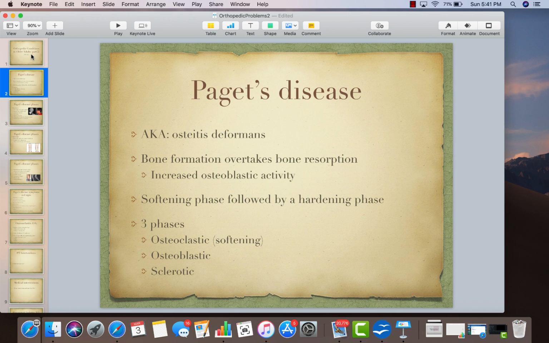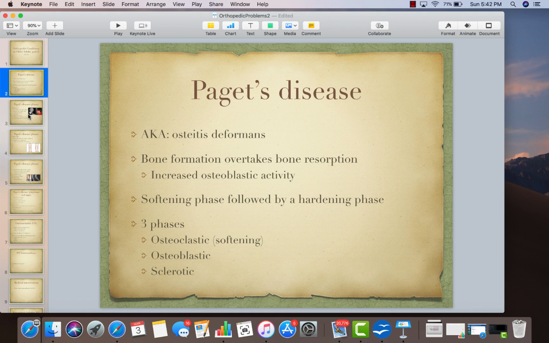So, first of all, talking about Paget's disease. In a strange way, this is kind of like the opposite of osteoporosis, although it does result in malformation and actually the bone ultimately being weaker, even though in this case the bony formation overtakes the bony resorption. So you get overall increased osteoblastic activity, and you have this softening phase followed by a hardening phase.